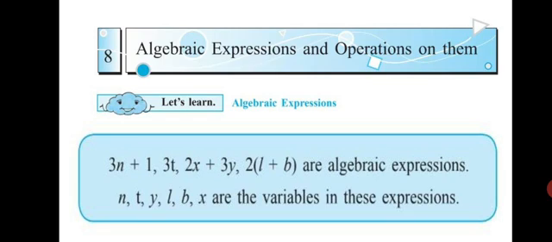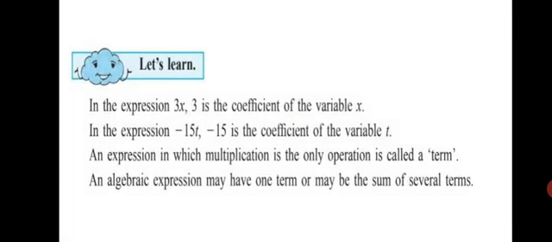3n plus 1, 3t, 2x plus 3y, 2 bracket l plus b are algebraic expressions. Here you can see that the alphabets n, t, y, l, b, x are the variables in these expressions. So what are the numbers called then? Let's have a look. Let's learn.